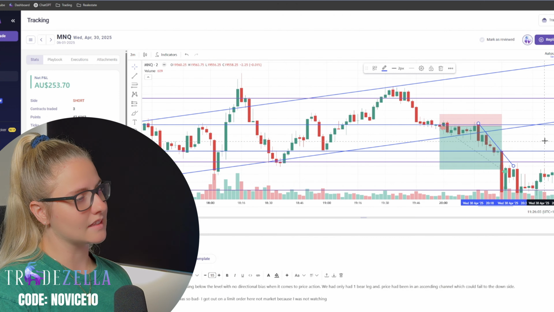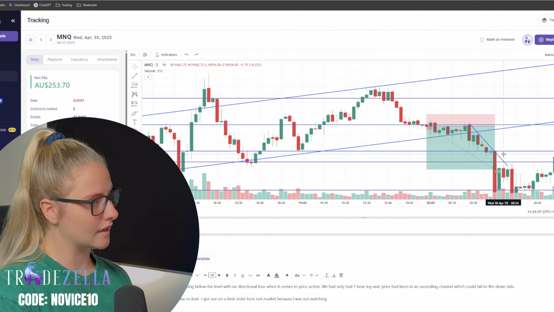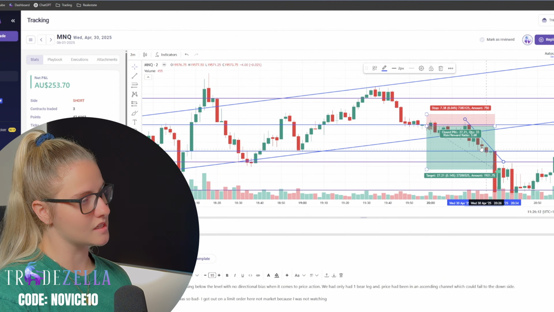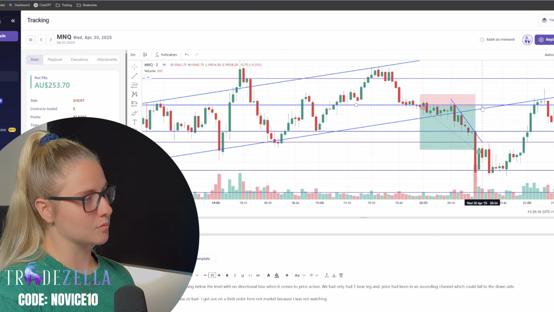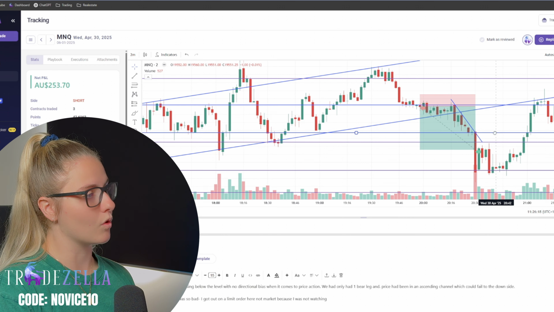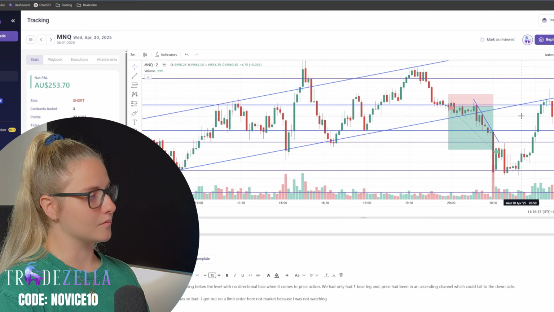I can kind of see this line, I guess you could call it, here. I start to see a bit of a resistance area here. So I would have started trailing my stop down as we were coming down as well, if I was to be managing this trade how I would normally manage it, right?